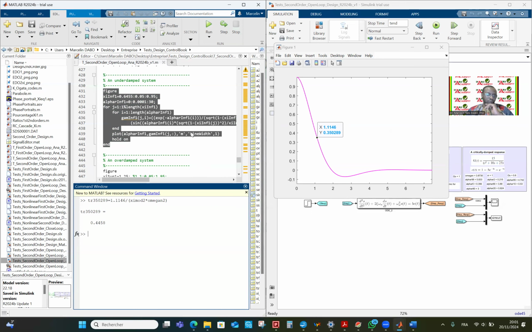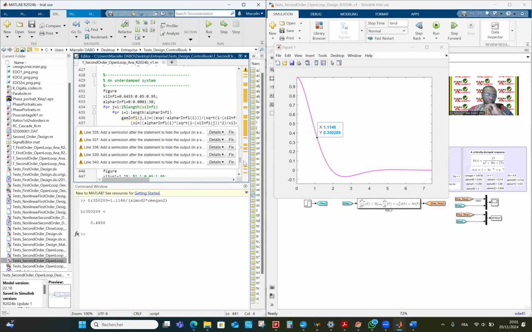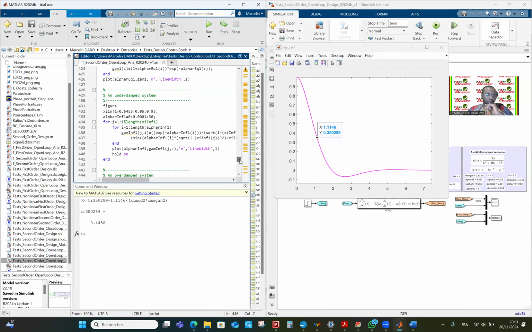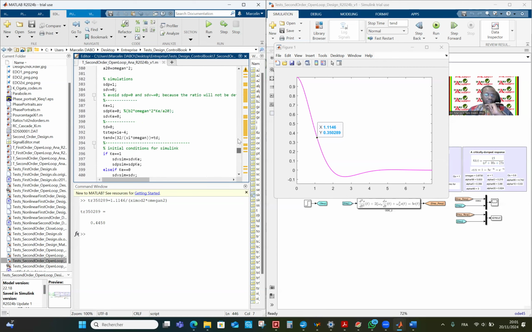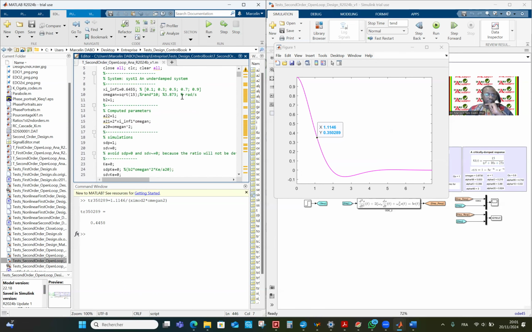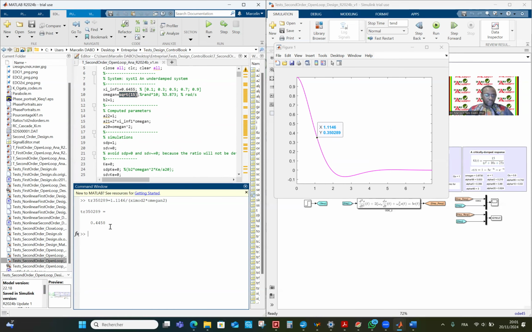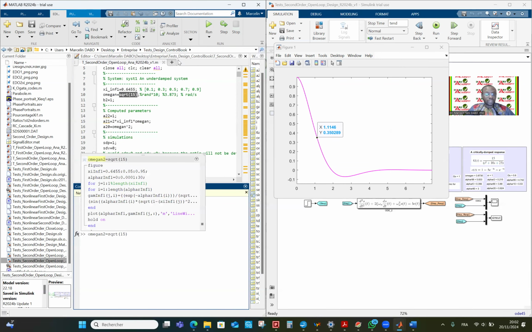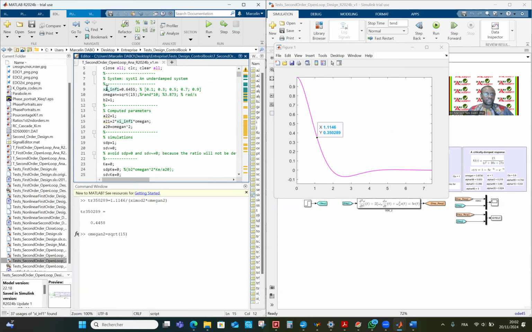So now, let's go and simulate and then check if we are going to have at this percentage the same time response that we have computed theoretically. Here is what we have. Our Xi is here. Our omega n is here. Okay, and then if you just check the omega n, you can see this is a square root of 15 as it is written here. Right, so now let's go.